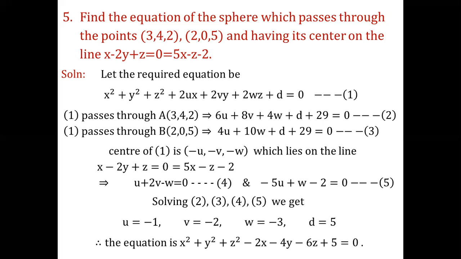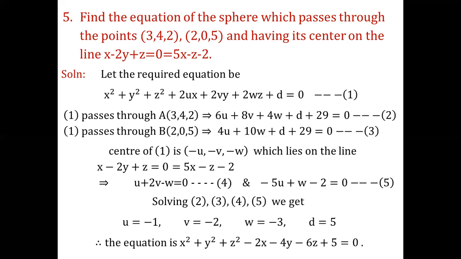Again, the sphere passes through the point (2, 0, 5). So substitute 2, 0, 5 as x, y, z in equation 1. After simplification, you are going to get 4u plus 10w plus d plus 29 equal to 0. Call it equation 3.